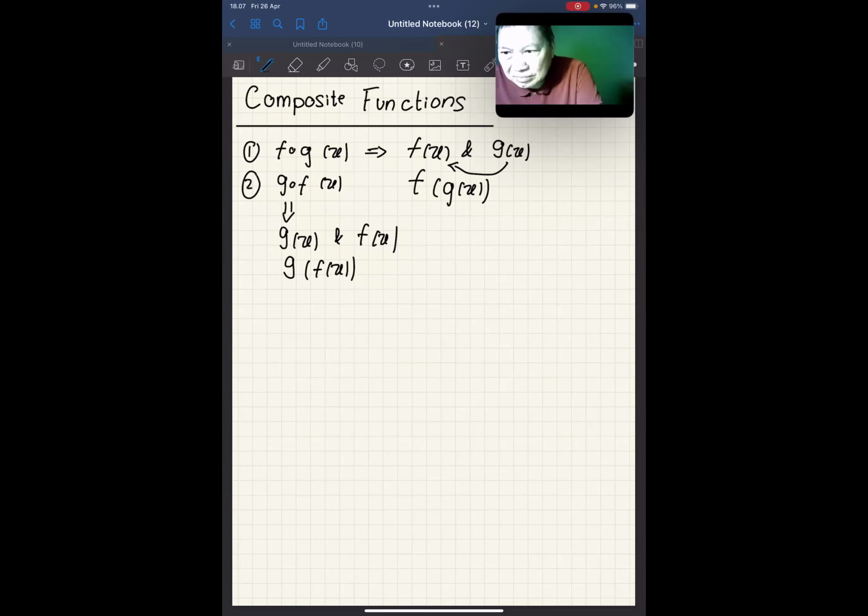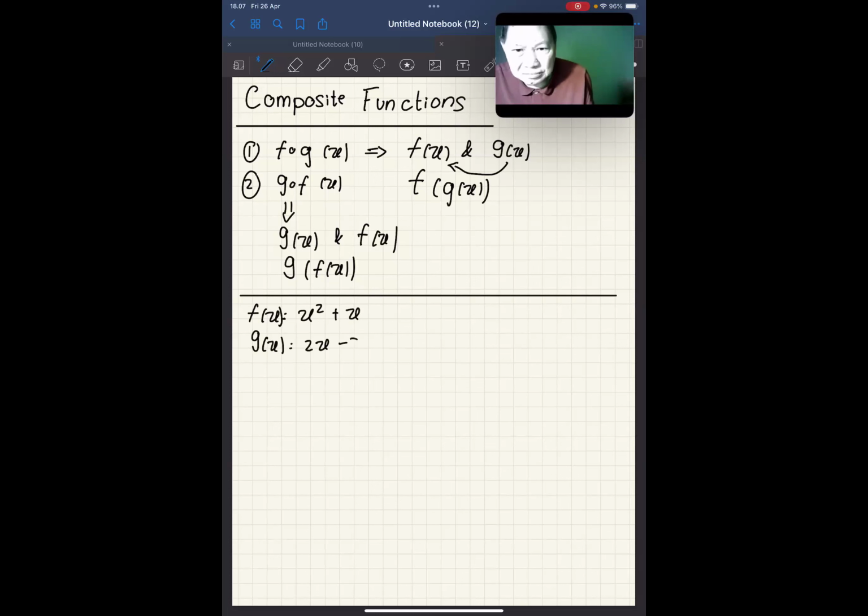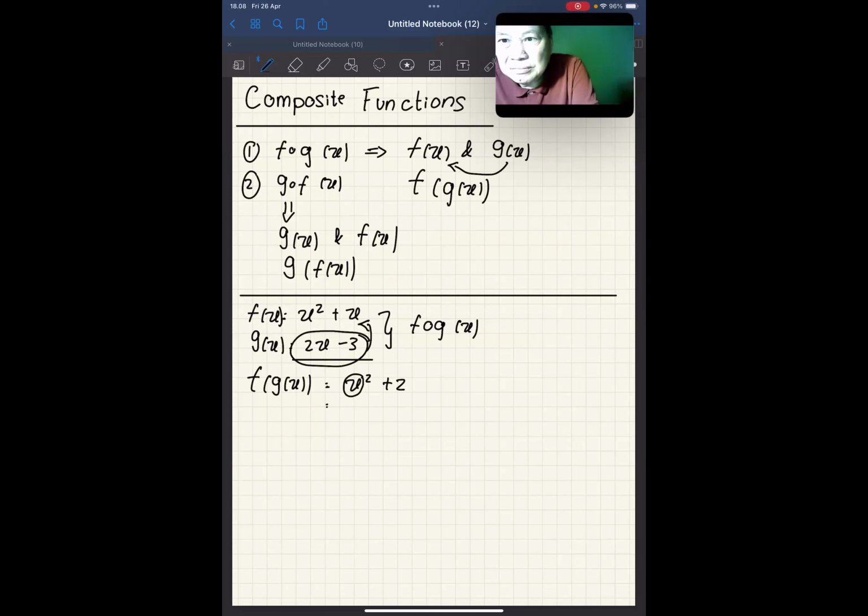Maybe it's easier to understand if we go through the questions themselves. So if we have f(x) of x squared plus x, and we also have g(x) of 2x minus 3, and we are finding f of g(x). So f of g(x) is basically f of g(x), like this. What are we doing here? We are putting this g(x), 2x minus 3, into the x of the f. So we have f(x), x squared plus x. We're changing the x with the g(x). So the x is going to be (2x minus 3) squared plus (2x minus 3).